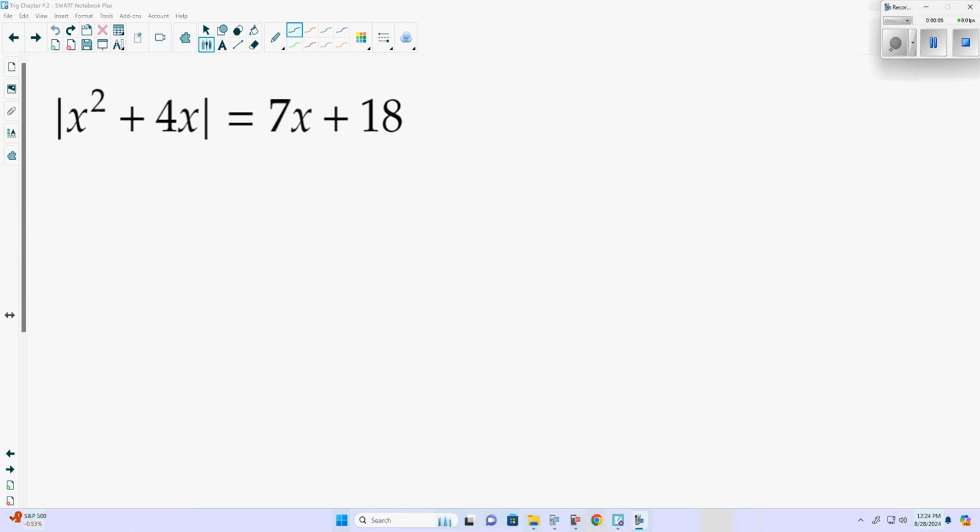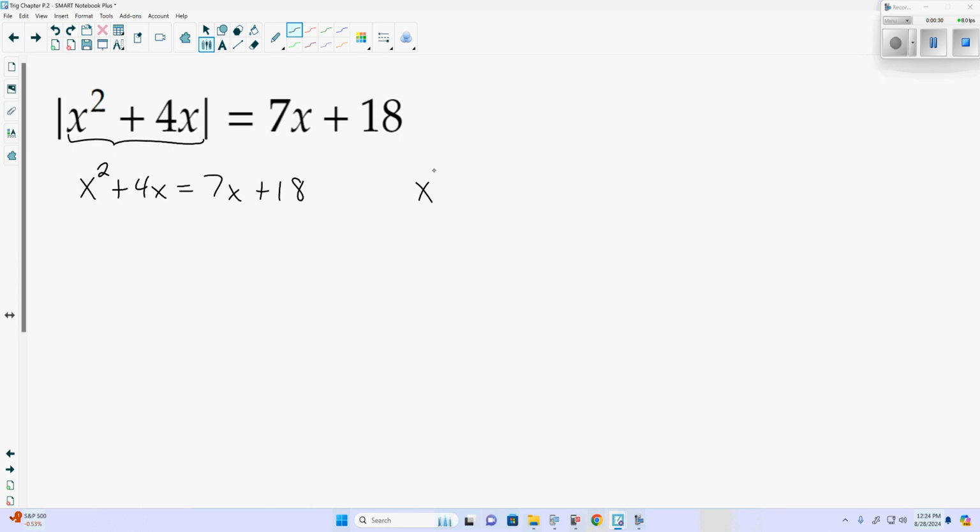All right, guys, we're going to do this problem here, and then you'll have the rest of the time to work on the assignment. So this one here, x squared plus 4x equals 7x plus 18. And again, what's inside the absolute value? Because once we get it by itself, it is going to equal the other side, so 7x plus 18.